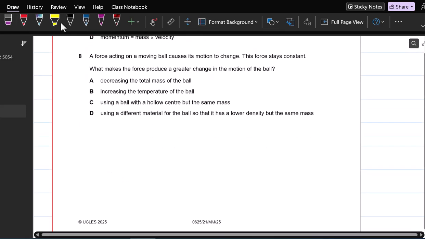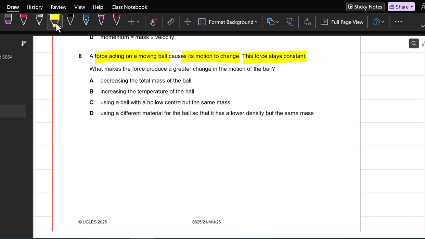Question number 8. A force acting on a moving ball causes its motion to change. This force stays constant. So the force which is acting on the ball remains constant. So now what changes the motion? Mass. If mass increases or decreases, it will change the motion.